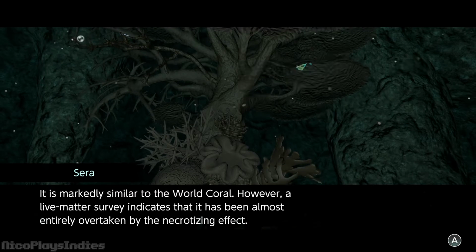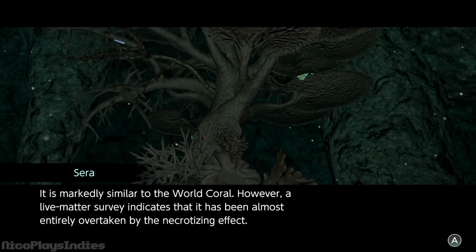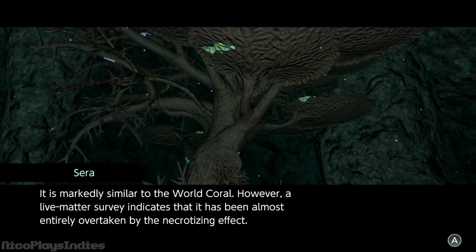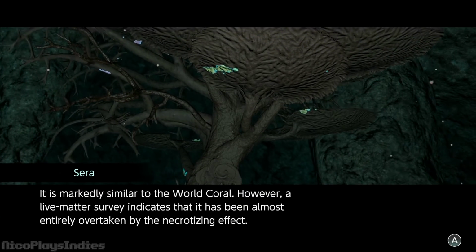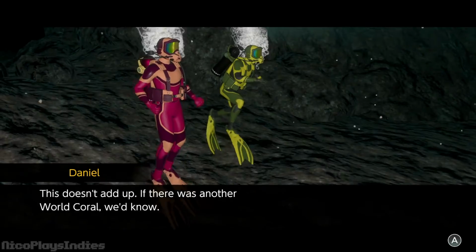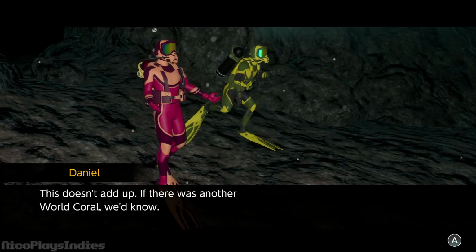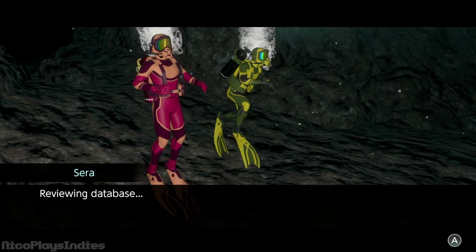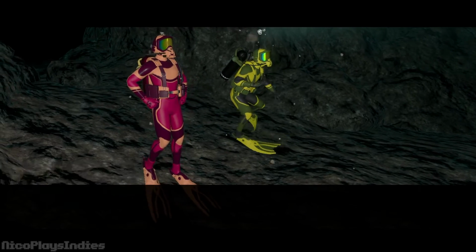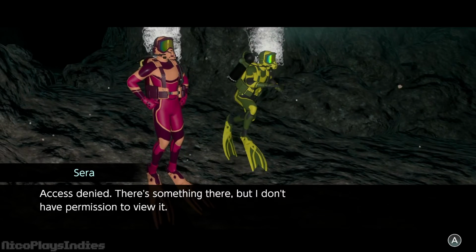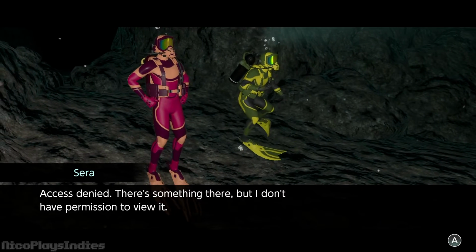It is markedly similar to the world coral. However, a live matter survey indicates that it has been almost entirely overtaken by the necrotizing effect. Reviewing database. Access denied. There's something there, but I don't have permission to view it.